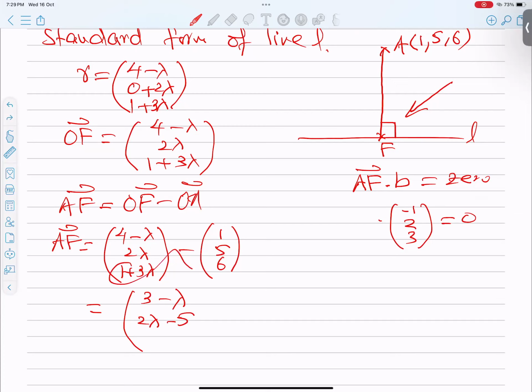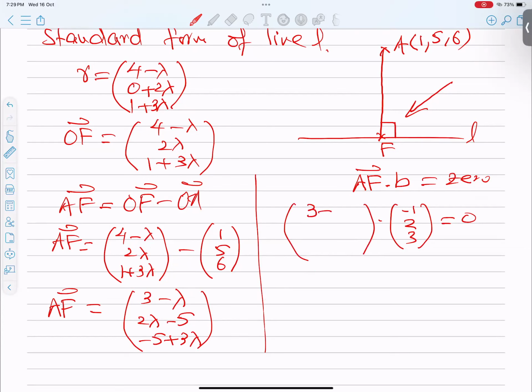So 1 minus 6 giving us minus 5 and plus 3 lambda. This is AF. And now, student, I am putting this value here. So I believe you people are understanding well what is going on. So my question is going to finish. So dot product, what does it mean? I coefficient with I, J coefficient with J, K coefficient with K, and add them all.